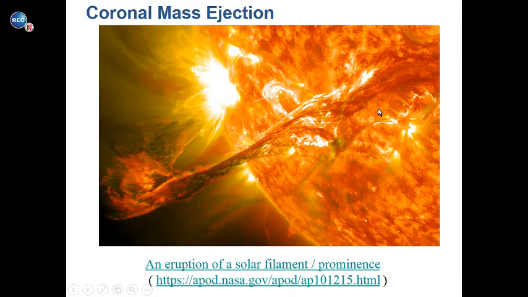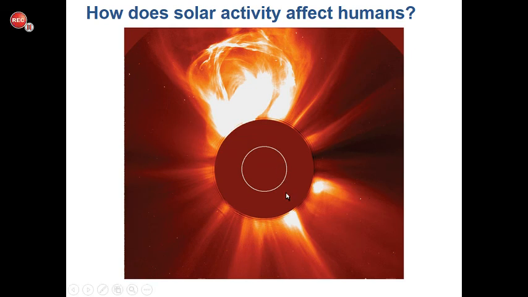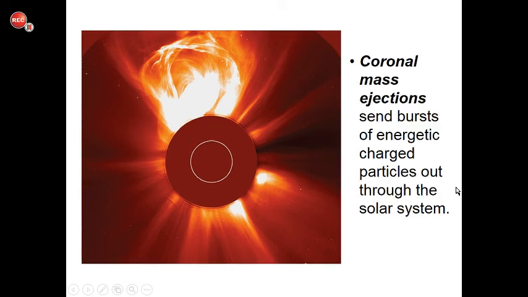And then the biggest version is what's called a coronal mass ejection. It's basically an eruption that throws a bunch of stuff out. And of course, we would think, well, this is weather occurring on the sun. It doesn't affect us, but it can. It can affect us. And the idea is that we get these bursts of charged particles and X-rays and such out through the solar system.